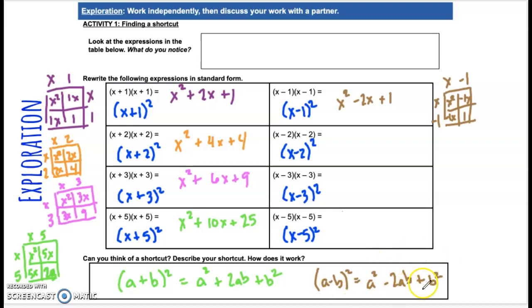All right, so let's see if that pattern holds true with some of our other problems. So here we've got x minus 2, x minus 2. So x times x is x squared. Negative 2 times x is negative 2x. X times negative 2 is negative 2x. Negative 2 times negative 2 is positive 4. That gives me x squared minus 4x plus 4. So far, so good. Let's do another one.